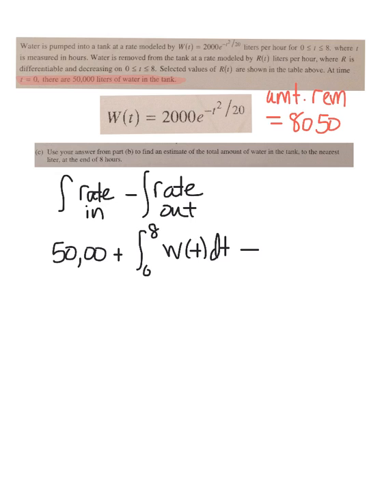Okay, minus. Now, let's look at what we have here. So this right here is my integral of the rate going in. Now, integral of the rate going out is the amount that came out, but isn't this the amount that came out? Granted, it's an estimate, but this says to find the estimate, and it says you have to use your answer from part B, and that's why I wrote this down.